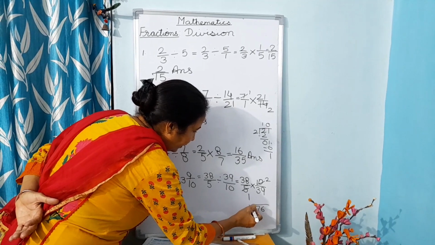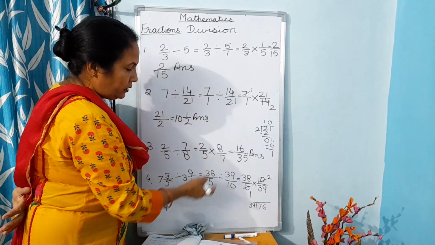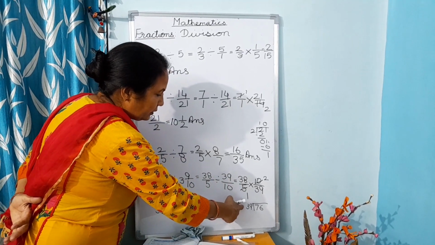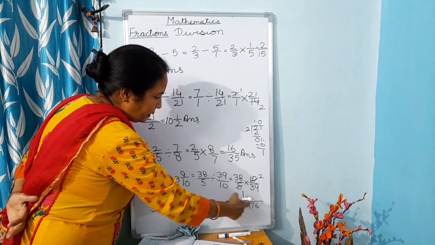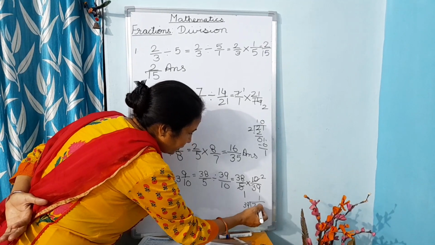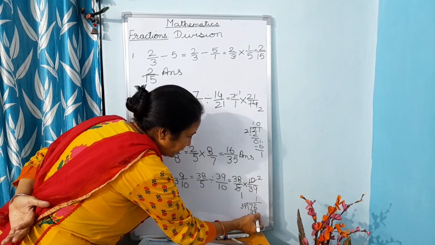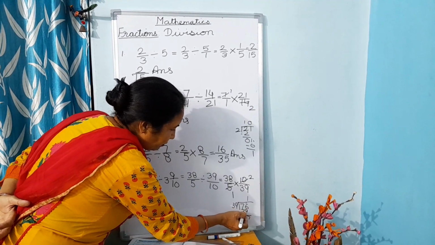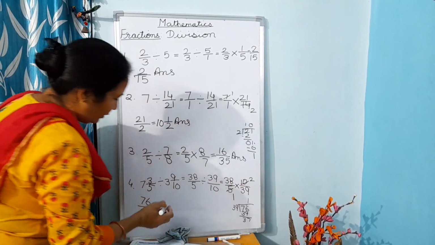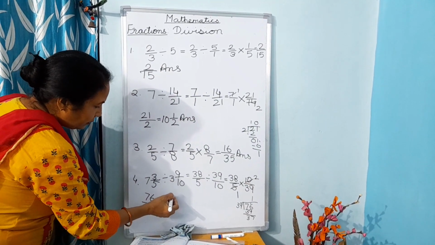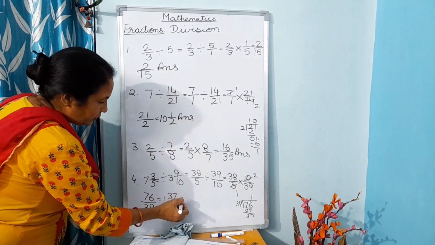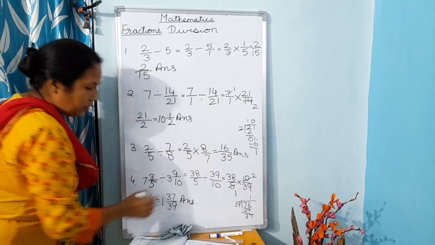76 and 39. 39 will go how many times? You will see that 39 will go here one time. Subtract 16 minus 9, 7, and 7 minus 3, 6 minus 3, 3. So your answer is 1 37 upon 39. This is how you have to do these sums.